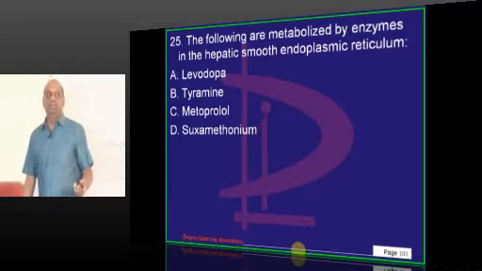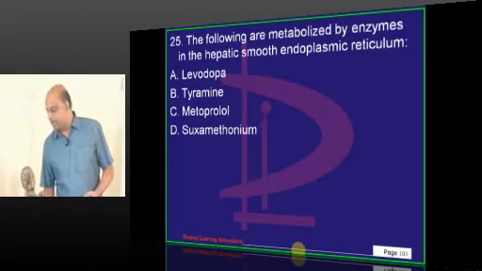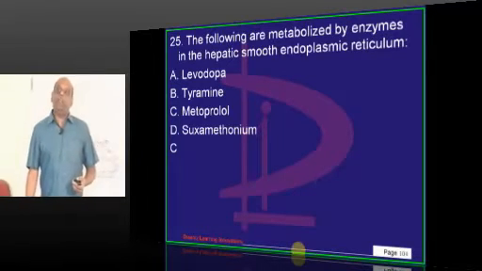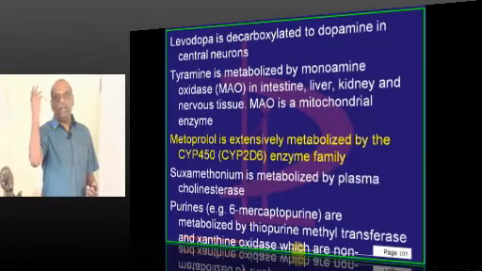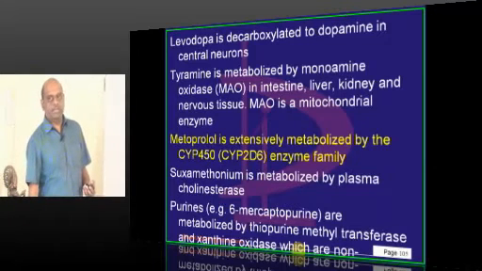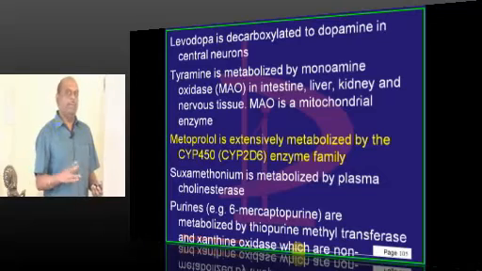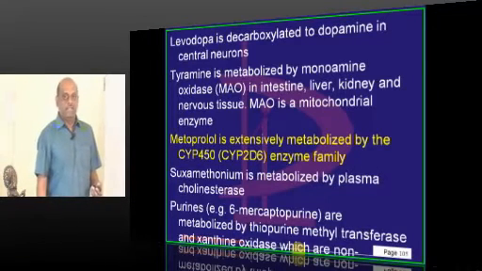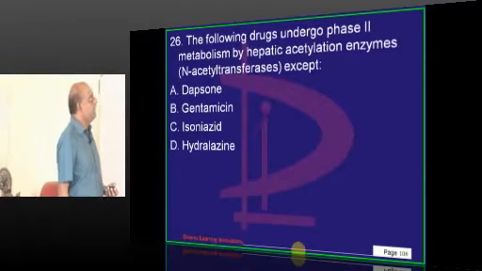Now, which drug in the P450 system of the hepatic smooth endoplasmic reticulum is a very important question. Metoprolol among the beta blockers. Levodopa, there is a peripheral decarboxylation and central decarboxylation, ultimately leading to formation of dopamine. MAO inhibitor metabolizes the tyramine. Suxamethonium is by cholinesterase and metoprolol is by the P450 system. Is what you need to appreciate.